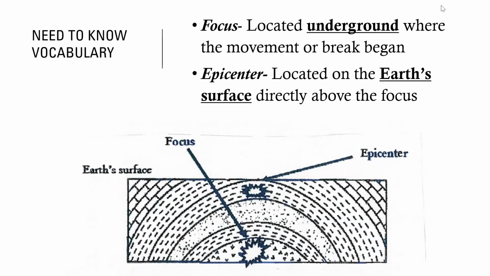All right, so did everybody get these two vocab words? So the focus, again, this is where the actual earthquake happens. It's underground. It's where the two plates break or bump into each other. And the epicenter is located directly above that. It basically just gives a name to the place that broke. So it's a place on a map so that you can point.